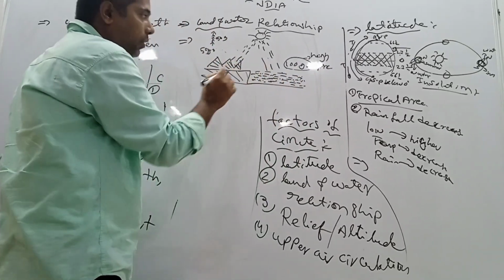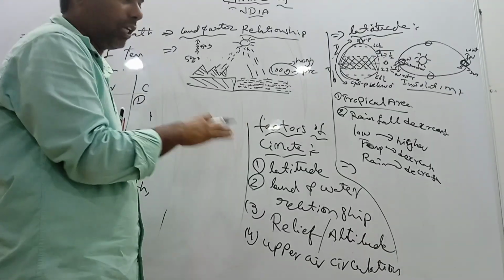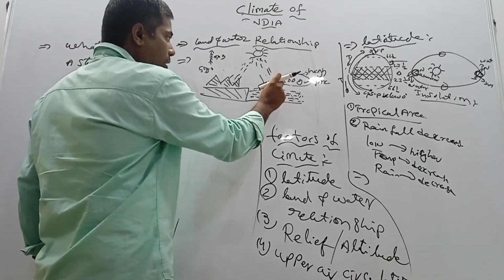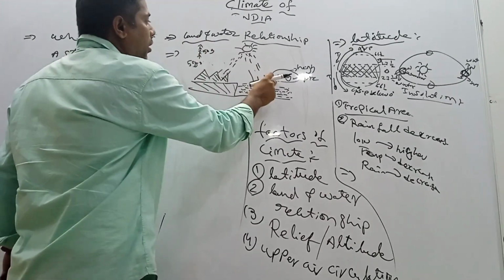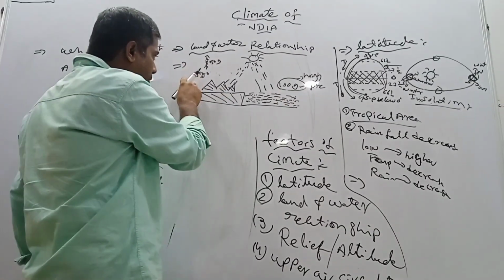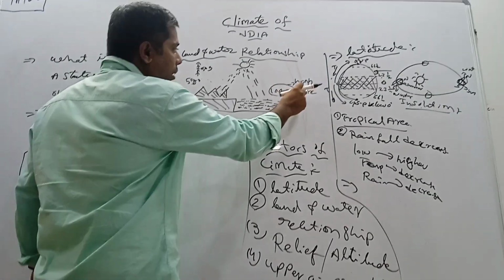Why is it called high pressure? The air makes pressure on the surface. Here 100 grams of air is there. This air is more than 50, so this air makes more pressure than 50 grams of air. So this 100 grams of air is called high pressure.